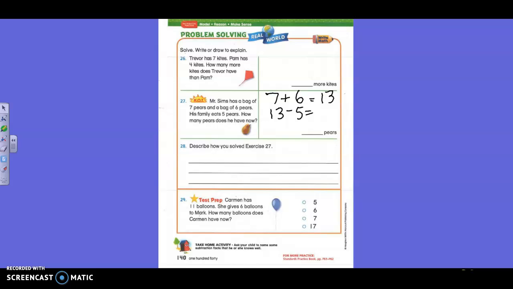8. Okay, everybody says it's 8. So how many pears does he have now? 8. Okay.